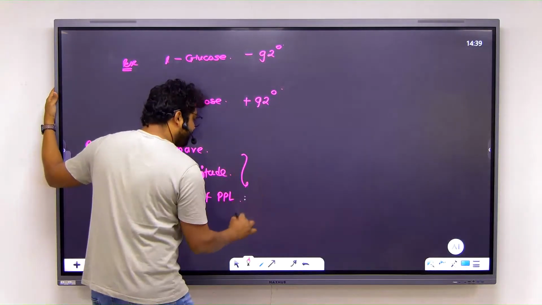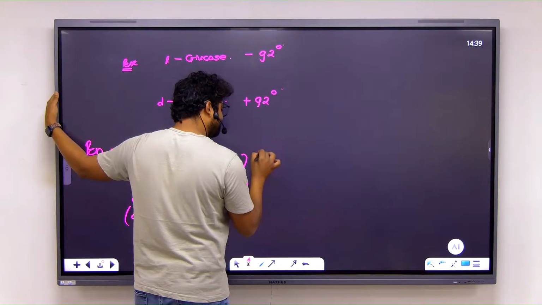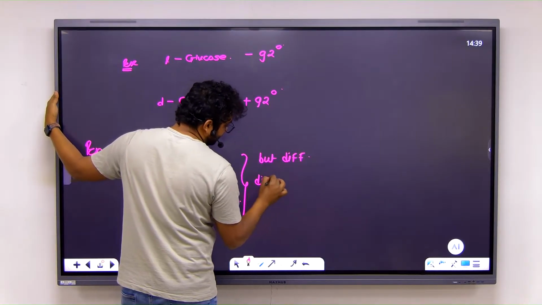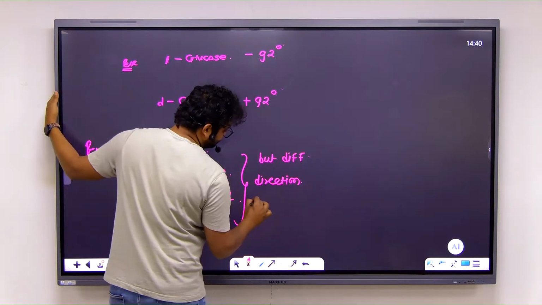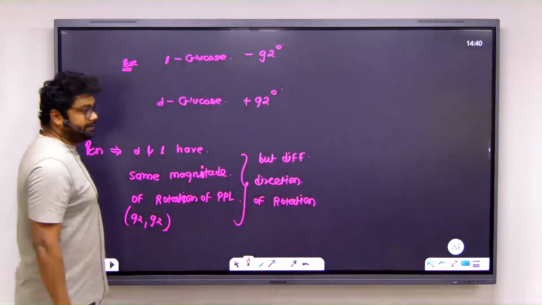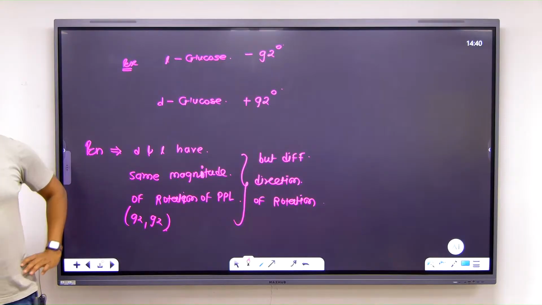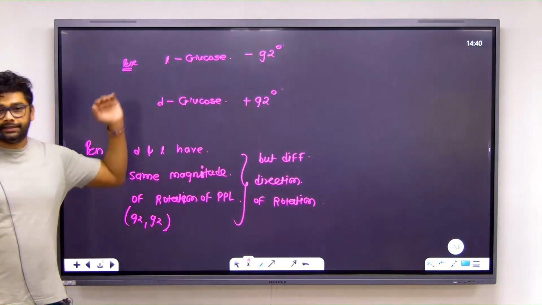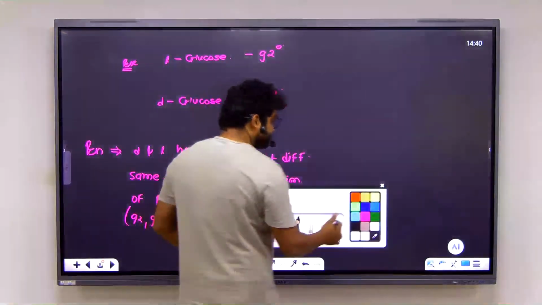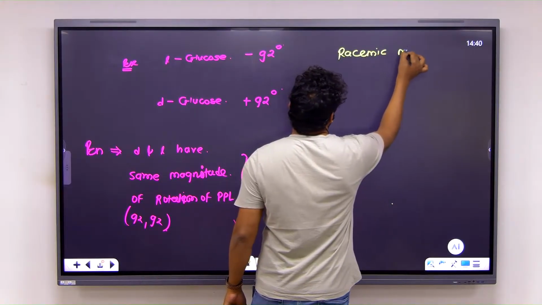But what you observe, a different direction of rotation. यांची डायरेक्शन ऑफ रोटेशन काय असेल? डिफरंट राहील. ठीक आहे, एक प्लस राहील तर एक काय राहील? मायनस. एक डेक्स्ट्रो तर एक लायवो. अशा लोकांना काय बोलता? इनॅन्शिओमर. मग याचं आपण काय बनवलं? रेसेमिक मिक्सचर.